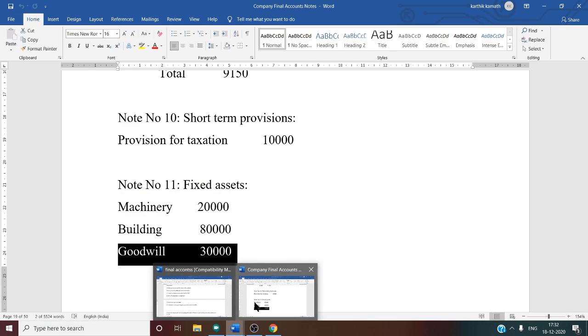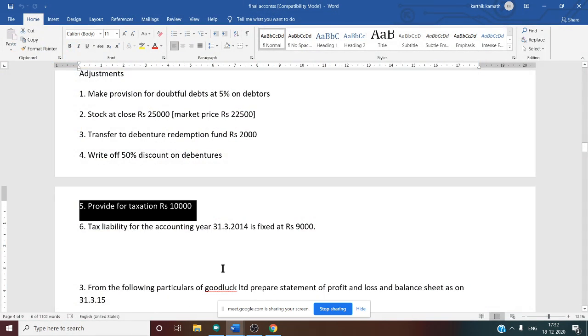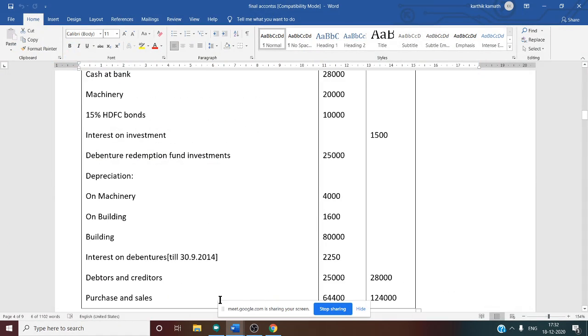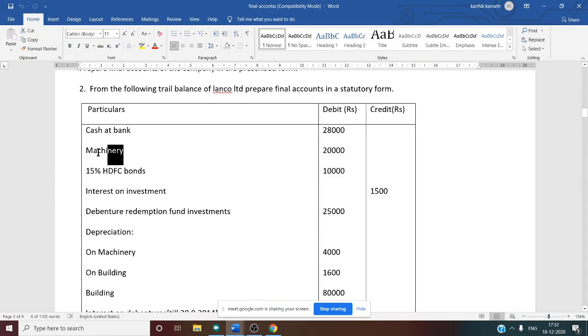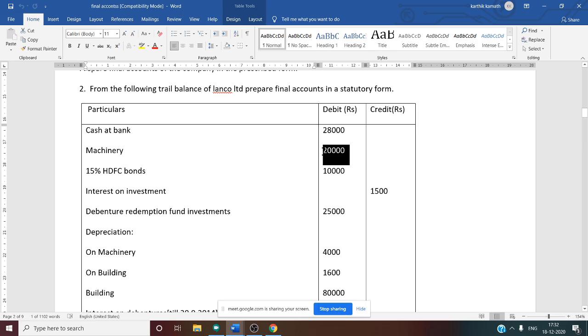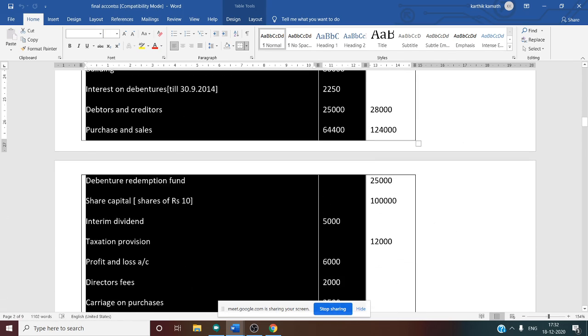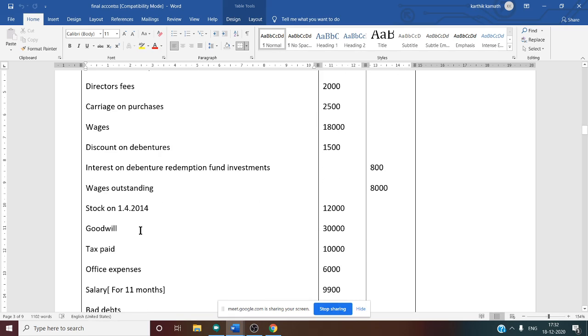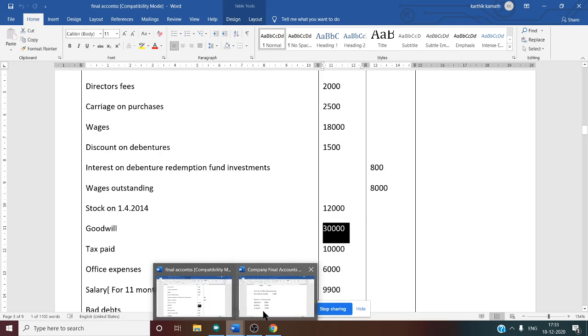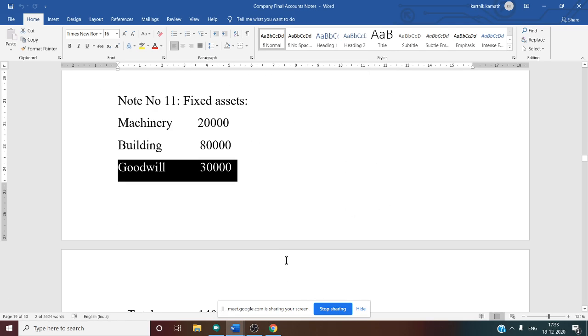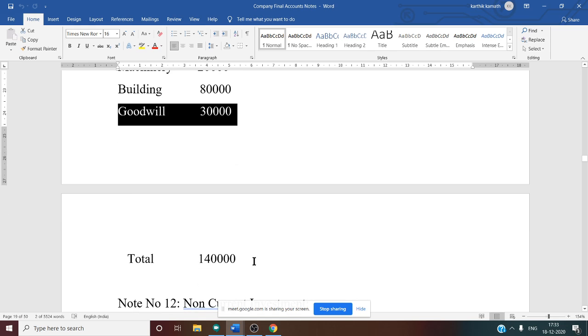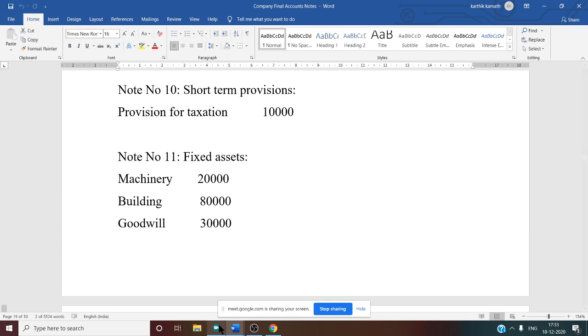How did we get this information? See this now. Once again we have to see the question where machinery information is given. See this, machinery 20,000, that is given in the trial balance. So directly you can write building 80,000, that also you can write. Then goodwill, one more thing we have to find out. Goodwill, see this, 30,000. 30,000 is goodwill, that also we have taken. So for the fixed asset final total, we add all three items: 20,000 plus 80,000 plus 30,000, 1,40,000. Now note number 11 is over.